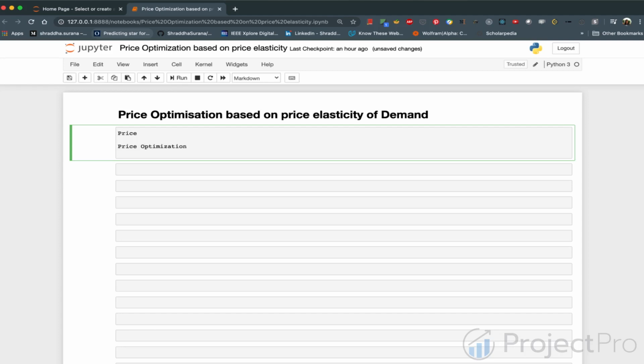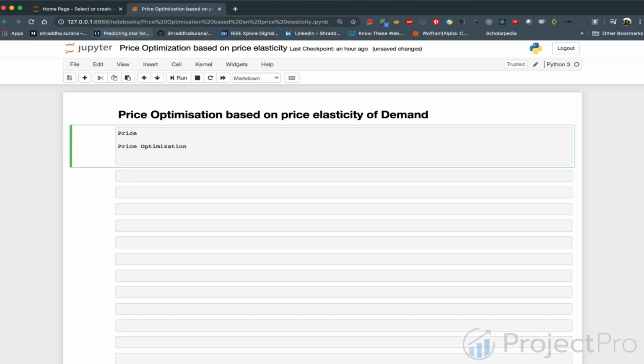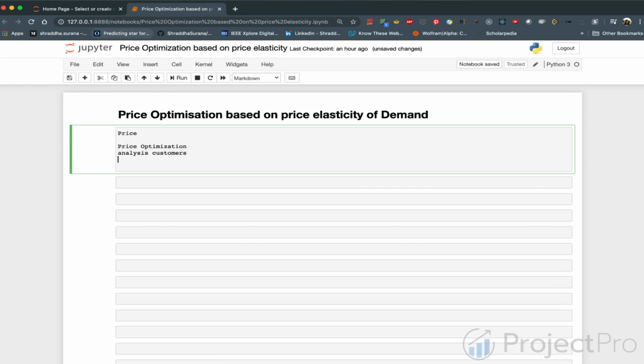Let's understand price optimization first. Price optimization is basically the use of analysis by a company to understand how their customers will respond to different prices of their products through different channels. It could be an online or an offline store. It is also used to determine what the prices should be so that the company can meet its objectives.